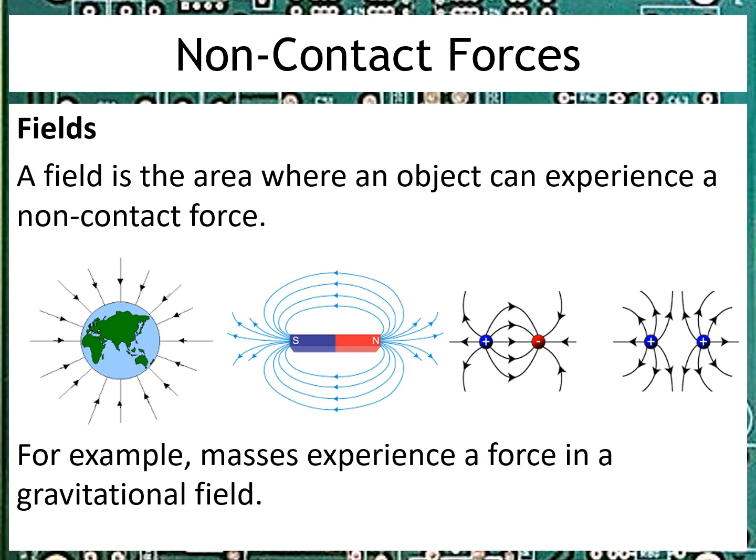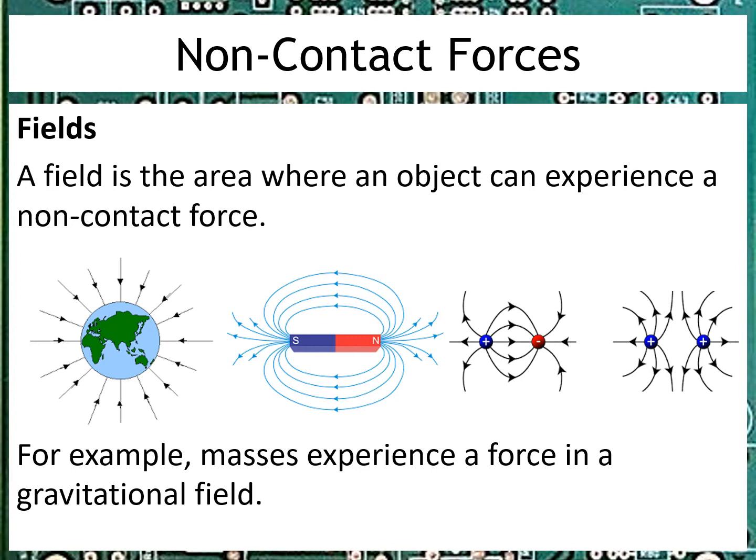In physics terms, a field can be thought of as the area around an object where another object can experience a force. And because they don't have to be in contact, we're calling them non-contact forces. So for example, masses experience a force if they're in a gravitational field.